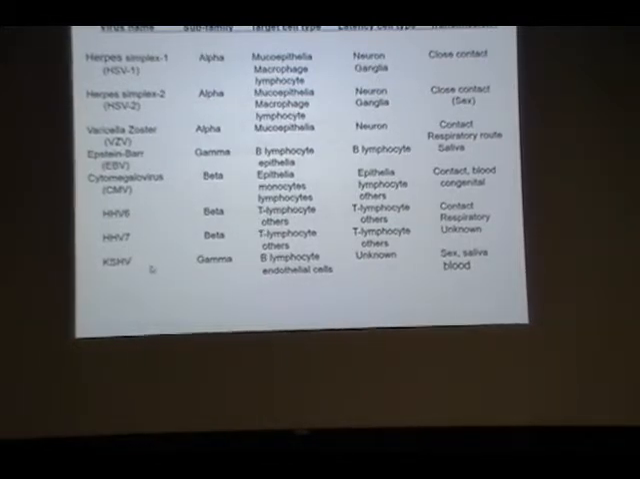The lymphotropic herpes viruses, for example, Epstein-Barr virus or herpesvirus 8, first infect B cells. Right now we don't know which cell they target when they first get into the infection, but in general they target B cells and T cells. So basically each type of these herpes viruses targets specific cells.